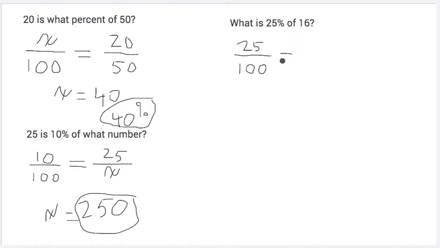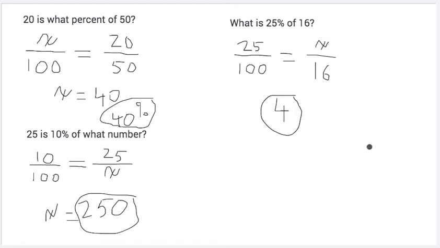Equals, now we have to figure out where to put these numbers. Of 16, so that 16 is going down at the bottom, and the unknown is up top. Okay, now all we have to do is multiply the diagonals and divide by the leftover number. So we have 16 times 25. That's 400. We know that 4 25s is 100, so 16 25s is 400. 400 divided by 100 is 4. So what's 25% of 16? It's 4. So there it is.